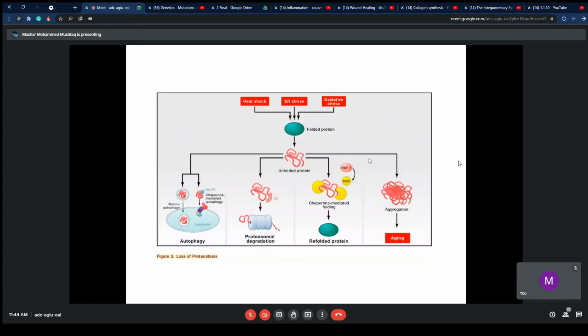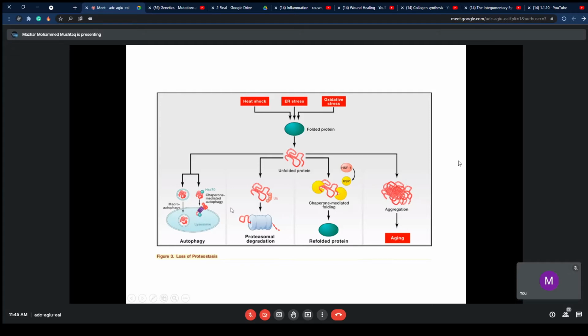So this is more or less the continuation of that. For example, the heat shock protein, the endoplasmic stress problem, or the oxidative stress. All these things are going to affect the folding of the protein. And once proteins are improperly folded, that will result in a protein which is just getting aggregated there in the cell, and that would eventually cause the aging.